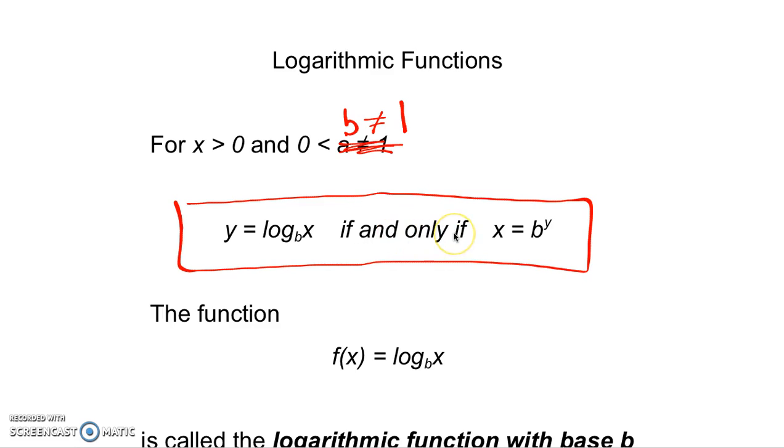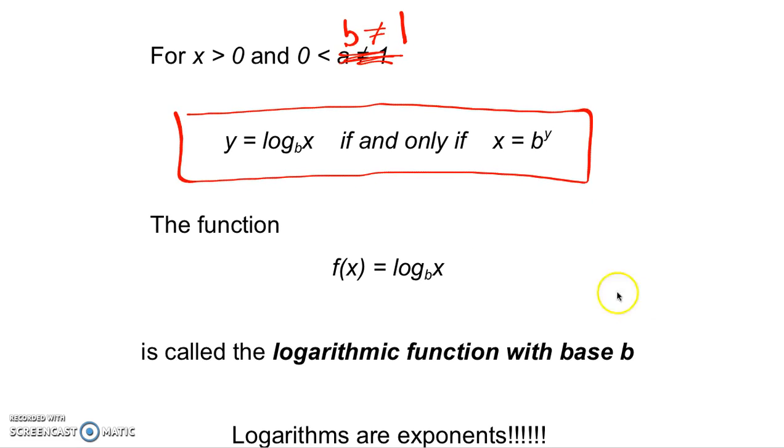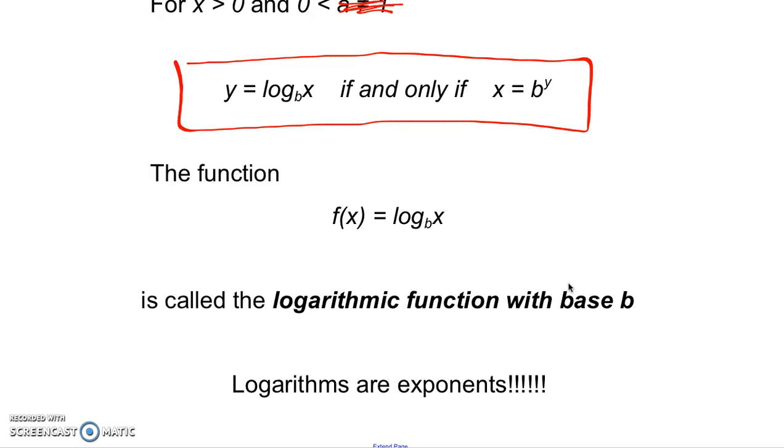The "if and only if" just means that this is true forwards and backwards, which is important. If and only if means that a statement is true forwards and backwards. And so this is the way you'll see a logarithmic function, and you're going to practice switching between forms. f of x equals log base b of x is a logarithmic function with base b. So logarithms really are exponents.